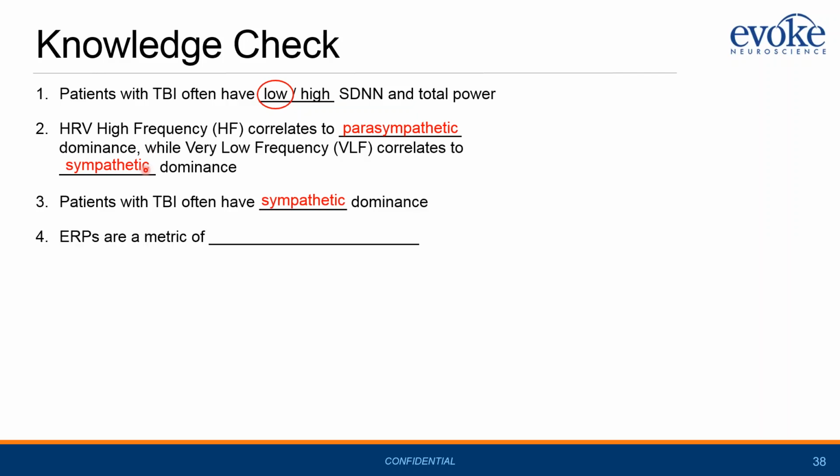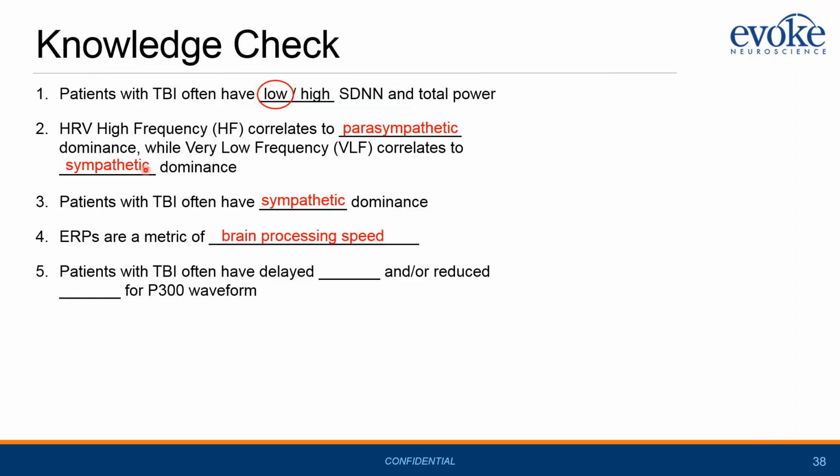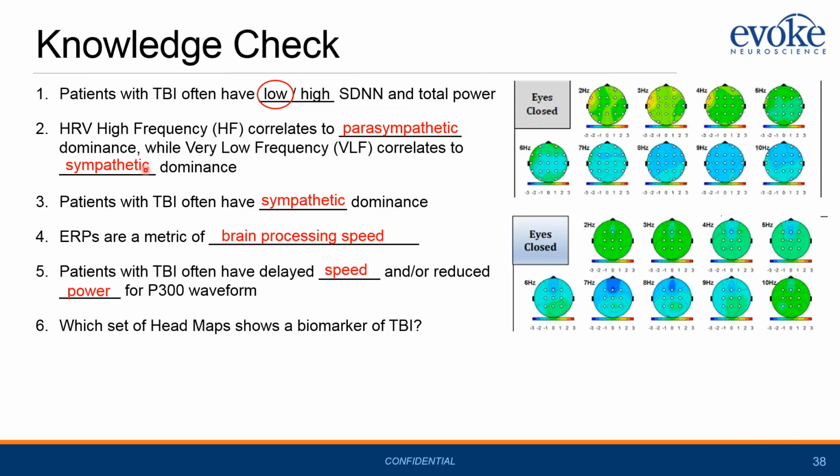ERPs are a metric of brain processing speed. Patients with TBI often have delayed what and or reduced what for the P300 waveform? These are our two components for ERPs. We're looking for delayed speed and reduced power. Now, which of these head maps shows a biomarker of TBI? We have a snapshot of our slow frequencies, and we see low power in both. Conversely, we could also see high power, and that would still be a biomarker of TBI.